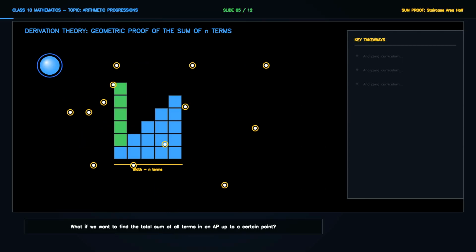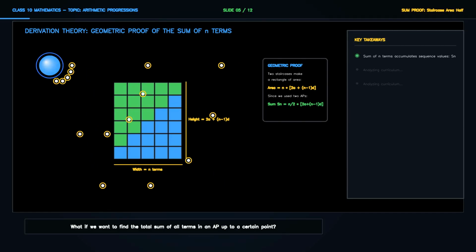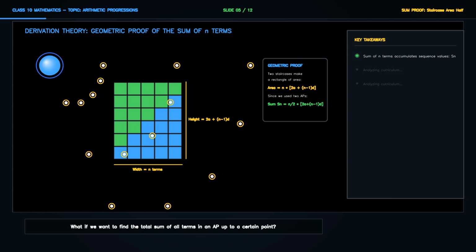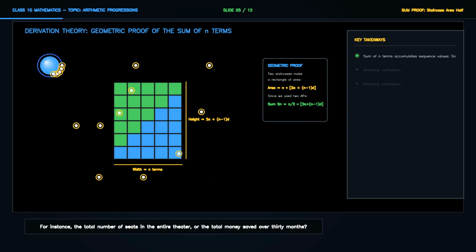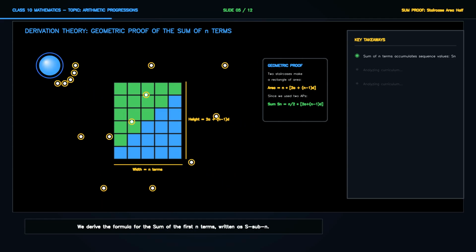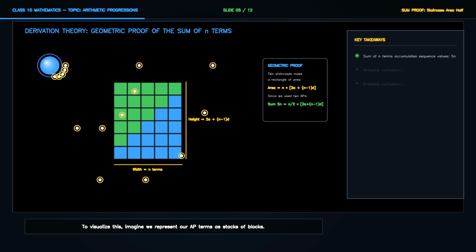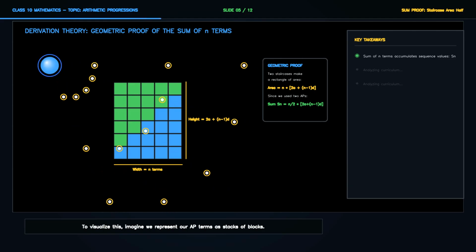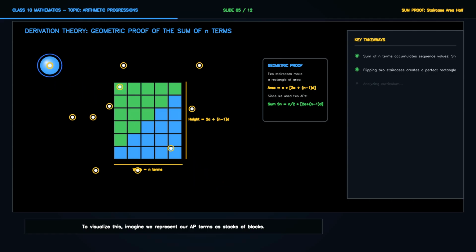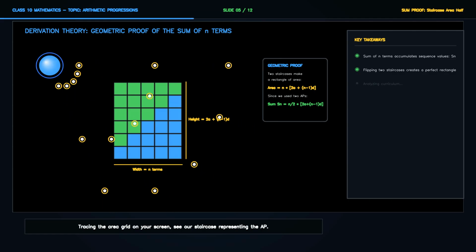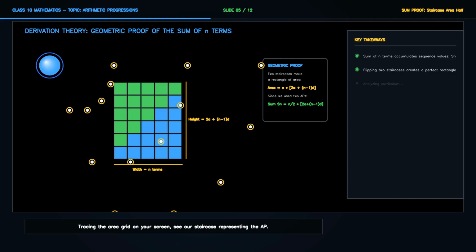What if we want to find the total sum of all terms in an AP up to a certain point? For instance, the total number of seats in the entire theater, or the total money saved over 30 months. We derive the formula for the sum of the first n terms, written as S sub n. To visualize this, imagine we represent our AP terms as stacks of blocks. Tracing the area grid on your screen, see our staircase representing the AP.